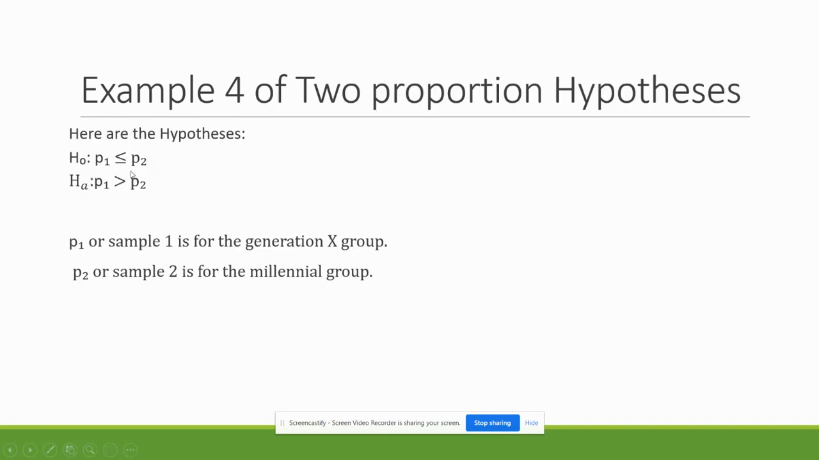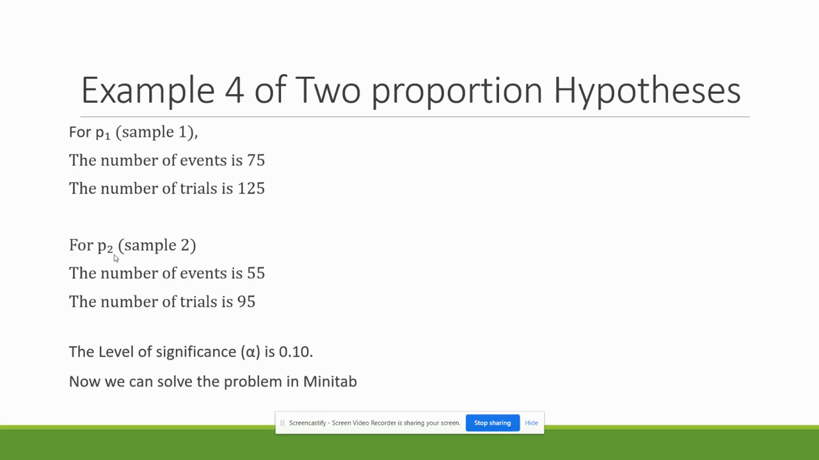So I have done my hypothesis. Okay, I'm going to let P1 or sample 1 be Gen X. It's just easier because I believe that Gen X comes in more than the millennial group. So I'm given my number of events and trials for this problem. For the Gen X or the sample 1, the number of events is 75. The number of trials is 125. For my millennial group, the number of events is 55. The number of trials is 95. And the level of significance is 0.10.